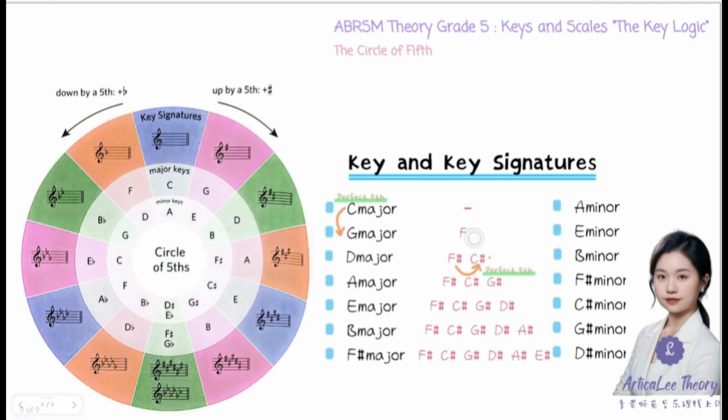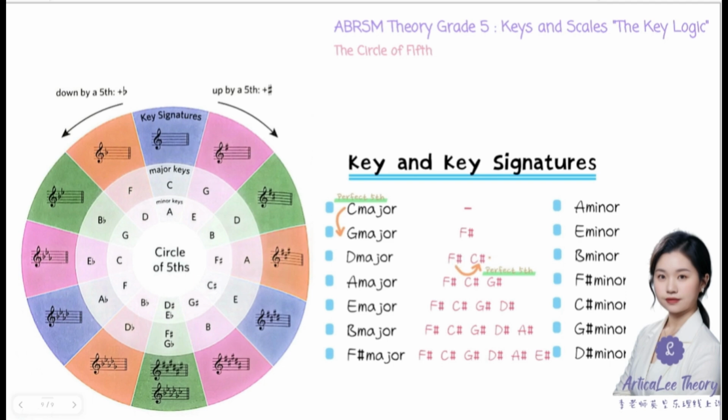To find the next major key, we do the same thing. Count a perfect fifth from our previous key, G. G, A, B, C, D. This gives us D major. Now, how about the key signature of D major? We add one more sharp to the previous one. Our first sharp was F sharp, so we count a fifth up from F. F, G, A, B, C. This gives us C sharp. Therefore, D major has two sharps, F sharp and C sharp.